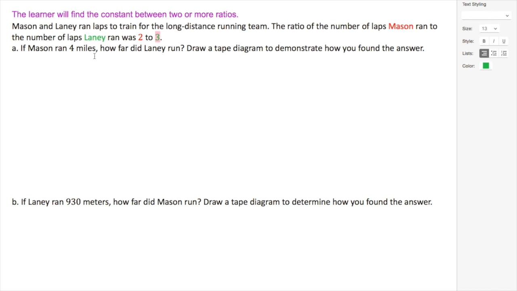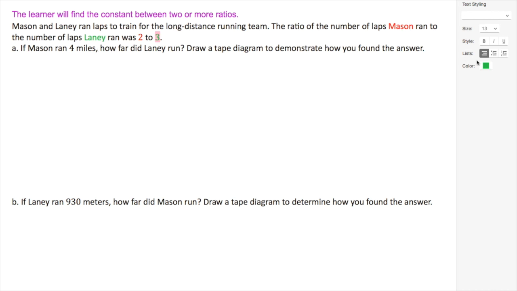Now, if Mason ran 4 miles, how far did Laney run? Draw a tape diagram to demonstrate how you found the answer. Anytime you're dealing with constants, a great tool to use are tape diagrams, and that's why we're learning and working with those today. Our constant will be inside of our tape diagram, and that's how we're going to find our constant.